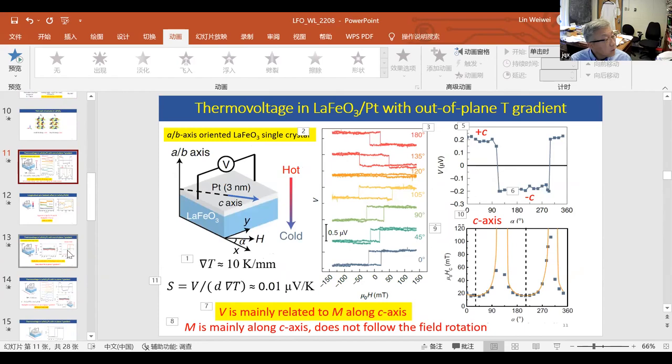Okay, but in your hysteresis measurement, you see the steps, but in the saturated region it looks like everything is saturated, right? Or the field is very small. So in that saturated region, you say it's a single domain?